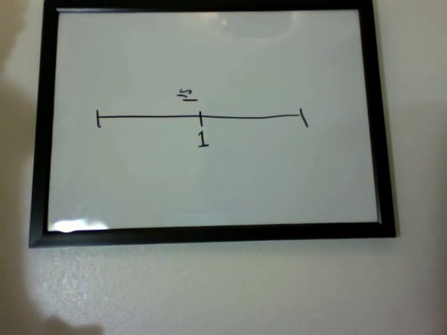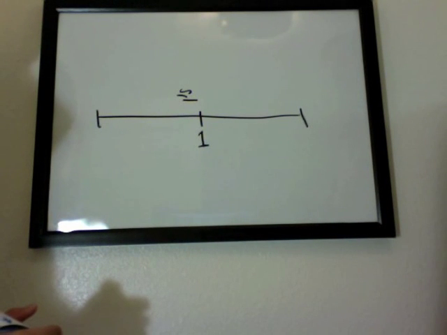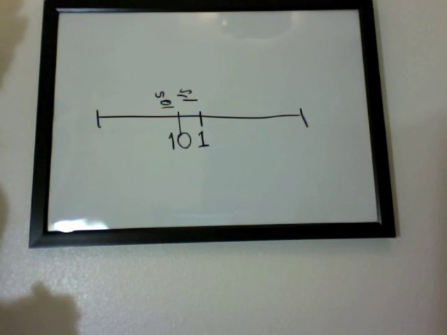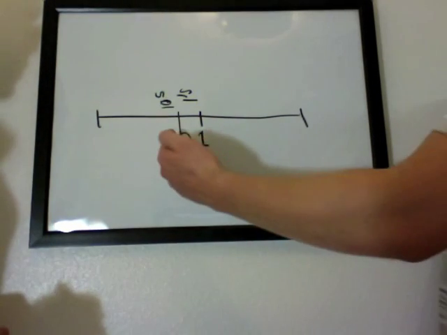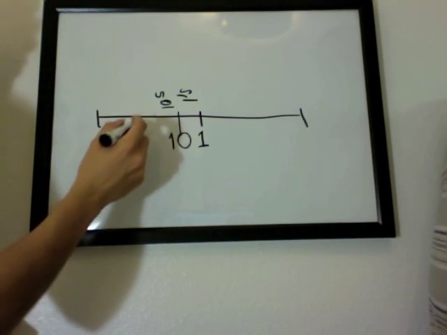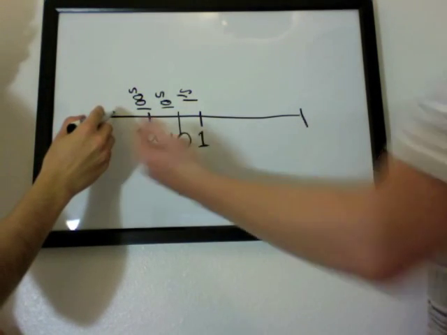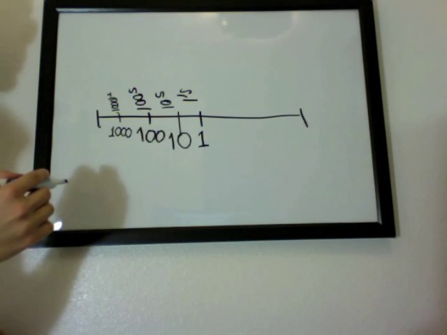Alright, first off, we're going to start by explaining different decimal places. The first one, we're going to start with the ones place. Next, we're going to talk about the tenths place. It's right on the left-hand side of the ones place. Next, we're going to talk about the hundredths place. It's right next to the tenths on the left-hand side. Next one, we're talking about the thousands place. Will be right next to the hundredths place.